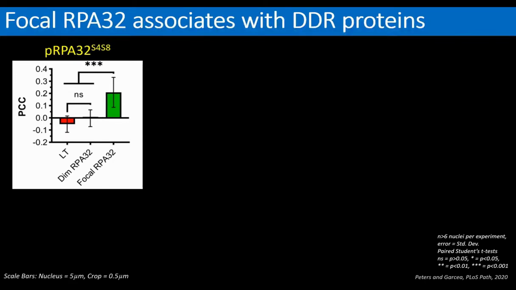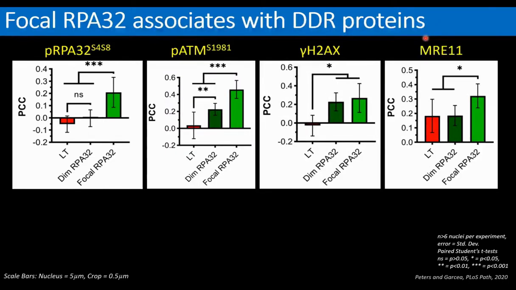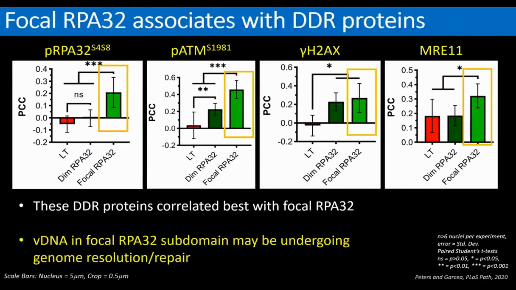I repeated this process for three other DDR, DNA damage response proteins: phospho-ATM, gamma-H2AX, and MRE11, which are all indicators of DDR signaling. They all correlated better with RPA than with large T antigen, and they each specifically correlated best with focal RPA32, indicating that viral DNA in this subdomain may be undergoing repair in these RPA foci.